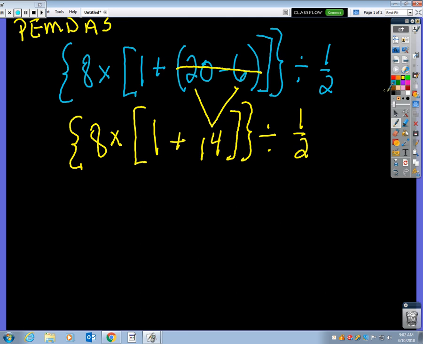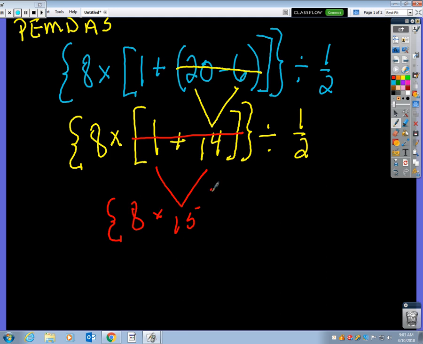Now what do I do? Still got to work in my groupings, right? I still see groupings there. Now I have brackets. So Joseph, what am I going to do? 1 plus 14. That's inside my bracket. And 1 plus 14 is 15. So I'm done with the brackets now. And that leaves me just with my braces.